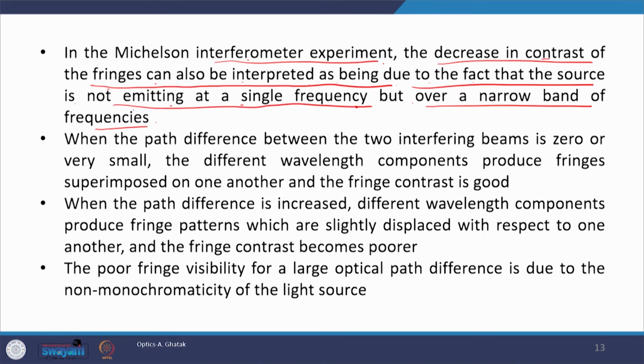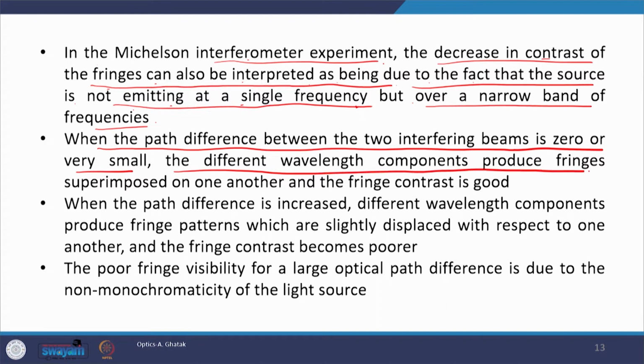Now, how does it happen? Suppose we have several frequencies, and the path difference between the two interfering beams is zero or very small. The different wavelength components produce fringes superimposed on one another, and the fringe contrast is good. With a narrow band source and a path length difference very close to zero, the maxima and minima of different wavelengths fall almost on top of each other. All the maxima fall on the maxima of other frequencies, and therefore we see very good fringes. But when the path length difference is huge, what happens?